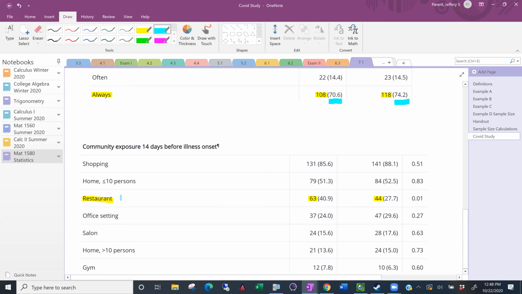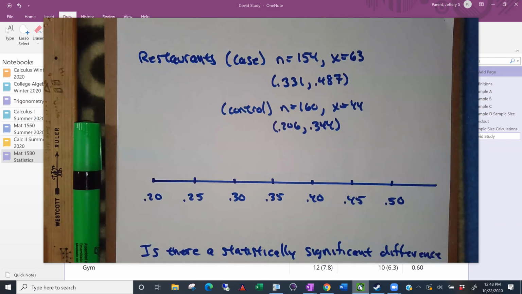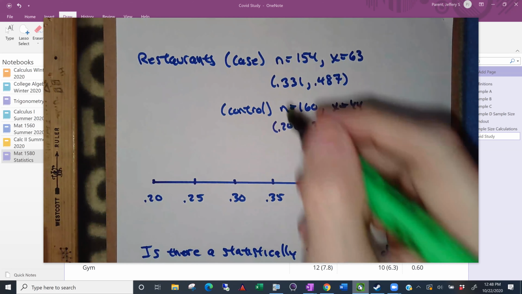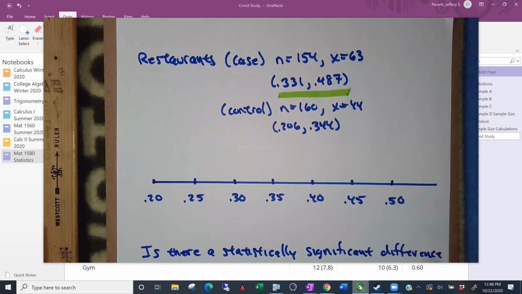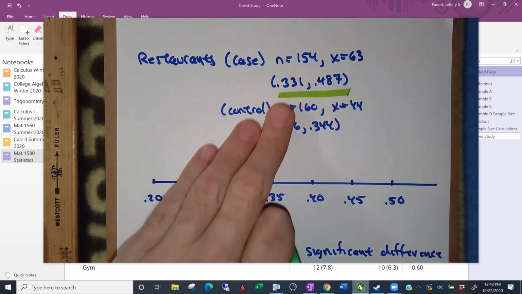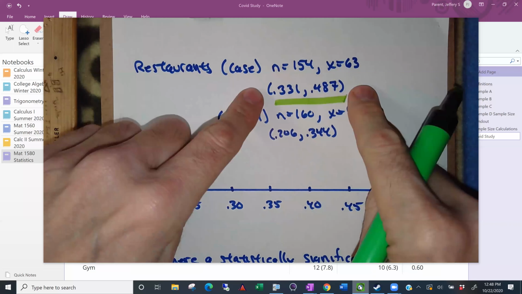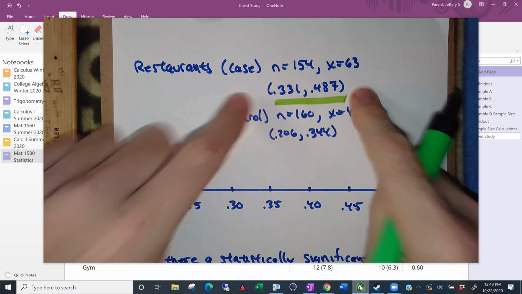So, what I did here for us was I calculated a couple of confidence intervals for people who ate at a restaurant amongst the case group and people who ate at a restaurant amongst the control group. Let me share those calculations with you. I hope that you're pretty comfortable getting those off of Statdisk. So here was amongst the cases, somewhere between 33% and about 49%.